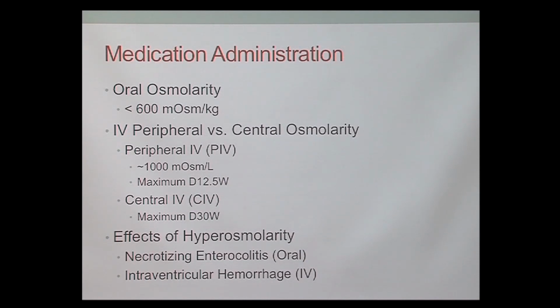Hyperosmolar oral medicines can lead to a devastating GI effect called necrotizing enterocolitis. And when we get to IV medicines that are too hyperosmolar, they sometimes can cause intraventricular hemorrhage, or brain bleeds. So these are fairly major issues that we need to make sure of, and this is something that a pharmacy needs to be watching on all of the medicines that they administer.